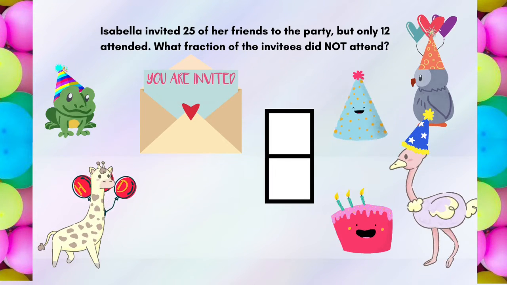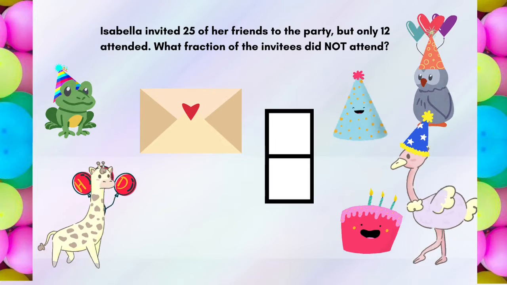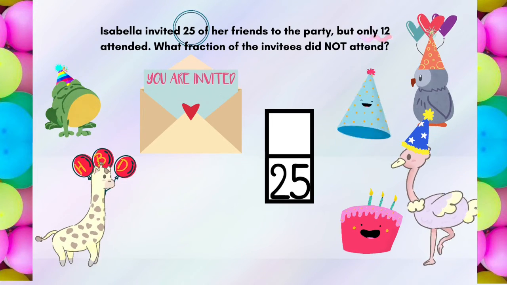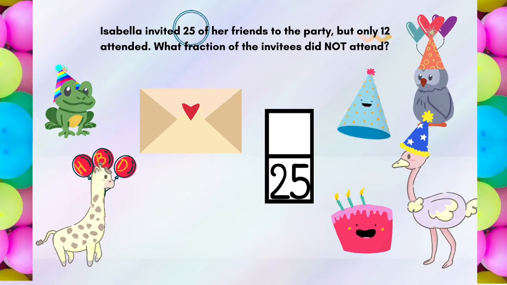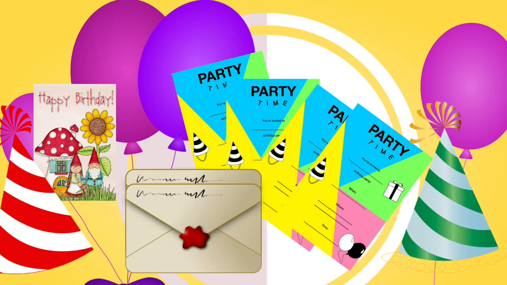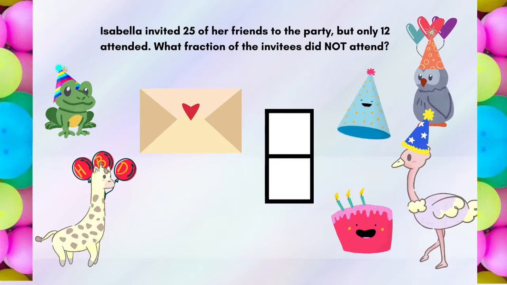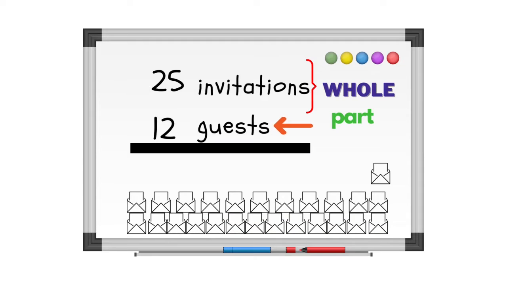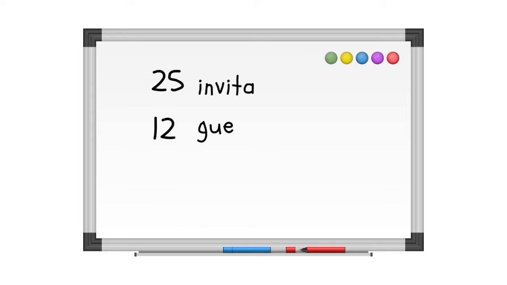Isabella invited 25 of her friends to the party, but only 12 attended. What fraction of the invitees did not attend? Well, 25 invitations were given out. 25 is our whole number. Only 12 out of the 25 invited guests showed up for the party.